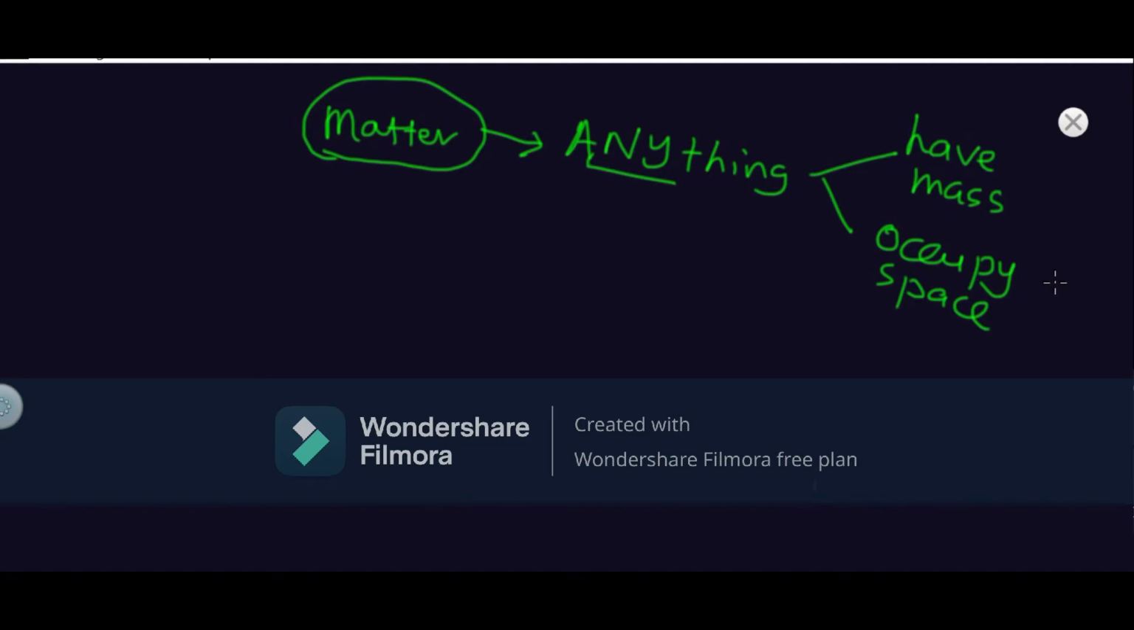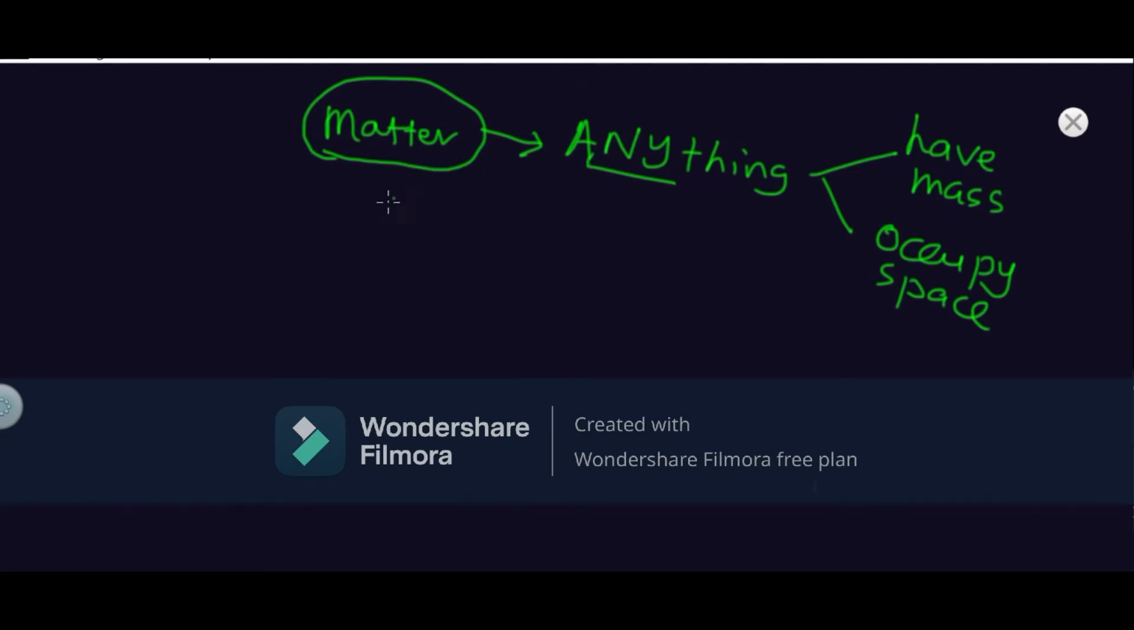But is rainbow matter? Do you think rainbow has mass and has volume? No, rainbow is just light. So rainbow doesn't have mass and does not occupy space. Therefore, rainbow is not matter.